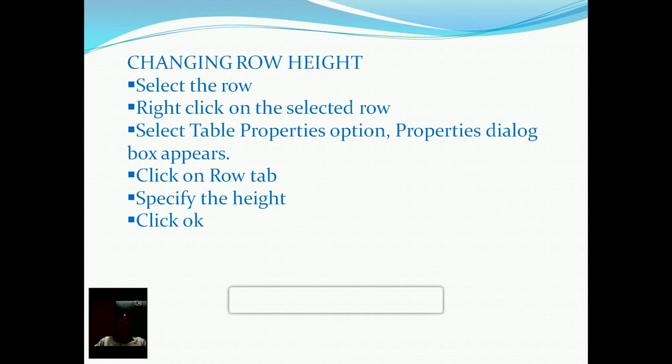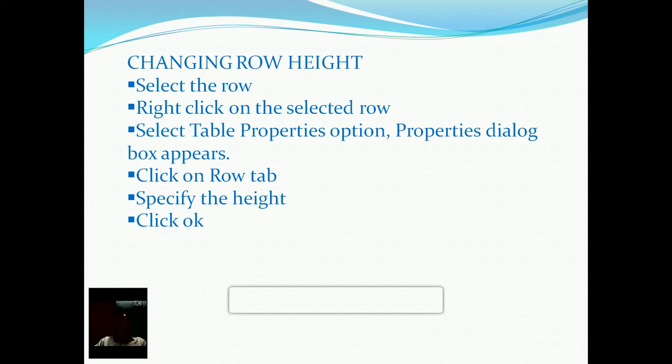Now, the second topic we just discussed a while ago, changing row height. How can we change the row height? First of all, we have to select the row, and after that, we right click on the selected row. How can we select this? In the previous class we have discussed how to select a row. We know that we move the mouse pointer just below left of the row heading and just click over there, and the row will be selected.